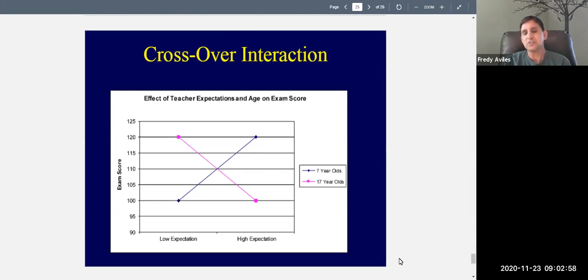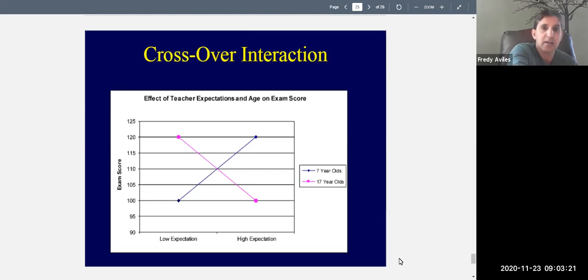But look at the effect for 17-year-olds. The effect for 17-year-olds is reversed. When you have low expectations, when the teacher thinks you're dumb, doesn't expect you to do well, if you're a 17-year-old, what happens? It's like, screw you, I'm gonna show you, I'm gonna work harder, and I'm gonna prove you wrong. That's what happens for 17-year-olds, okay?